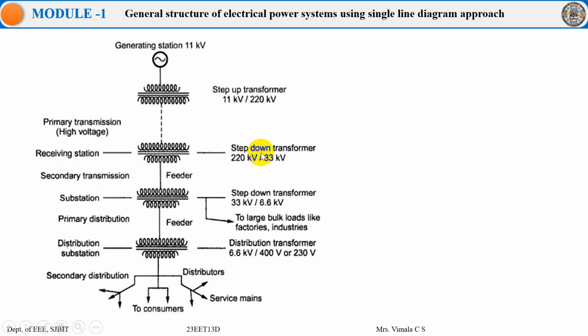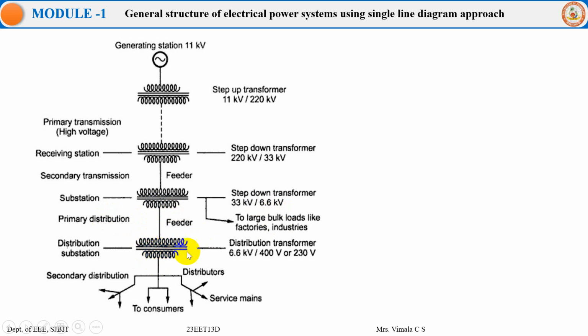Where we step down again from 33 to 6.6 kV. So 6.6 kV can be given to the large bulk loads like factories, industries, large scale industries, medium scale industries which operate at 6.6 kV, or 3.3 kV, to which it can be further stepped down and given to the industries. Now we have a primary distribution happening, before giving it to the distribution station.